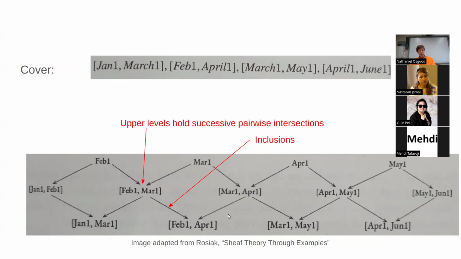Okay. So these hold intersections, and you'll notice that there are some intersections between them too. For example, March 1st is in both of these, so it's up there. Now, this space has some structure on it. I want to highlight that these relations are, again, inclusion relations, right? So February 1st to March 1st is included within this interval.